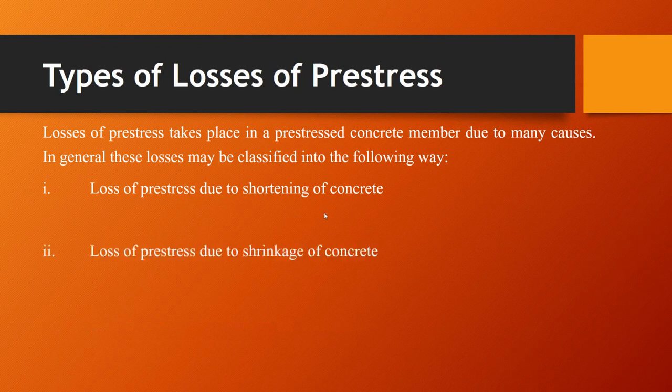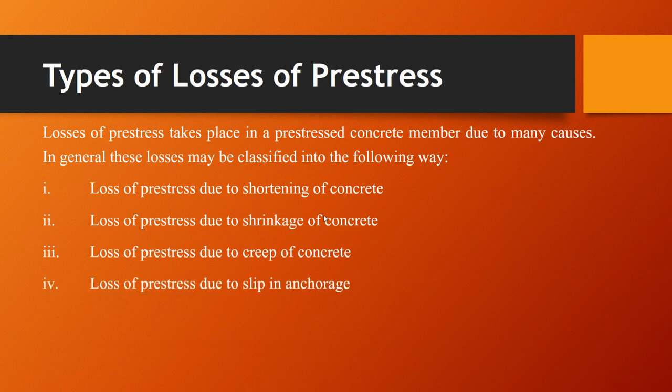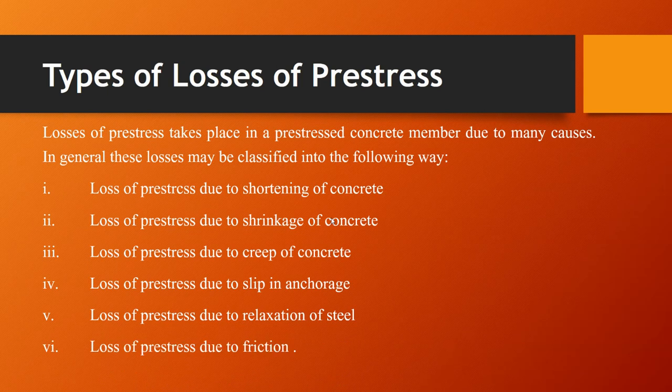Second loss is due to shrinkage of concrete. Third is loss of pre-stress due to creep of concrete. Fourth is loss of pre-stress due to slip in anchorage. And fifth is loss of pre-stress due to relaxation of steel. And the last one is loss of pre-stress due to friction.